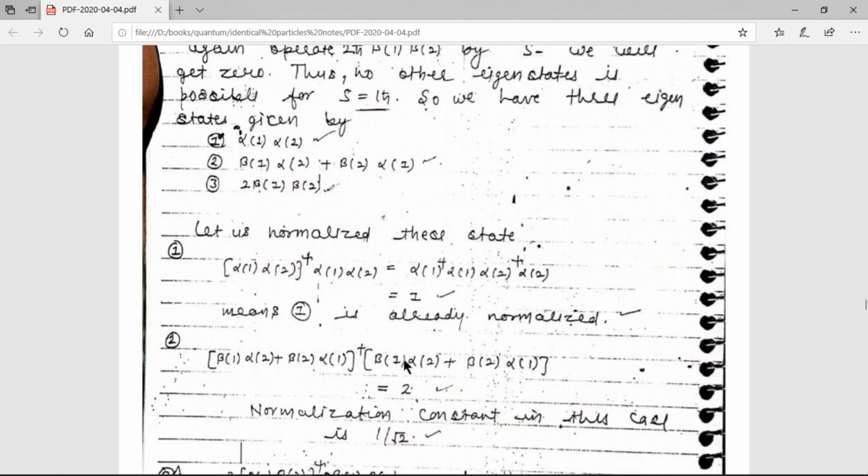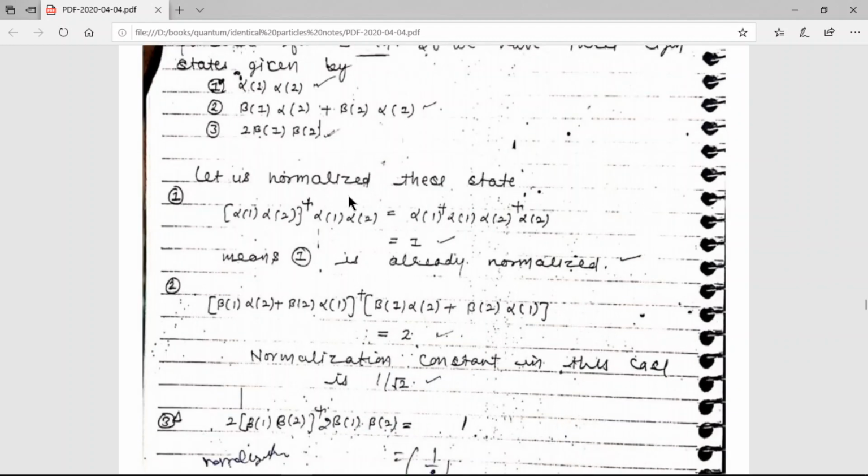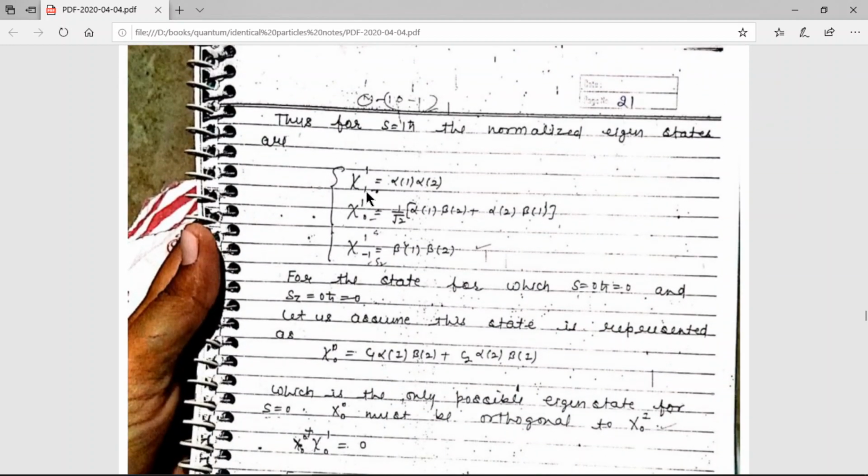Normalizing the second state, we get the normalization constant 1 by root 2, and by normalizing the third state we get normalization constant 1/2. So the normalized eigenstates are: psi 1 1 is equal to alpha 1 alpha 2, psi 1 0 equals 1 by root 2 times alpha 1 beta 2 plus alpha 2 beta 1, and psi 1 minus 1 is equal to beta 1 beta 2. Here these are the representations for combined spin, this is for s1 plus s2 equals 1, this is for s1 plus s2 equals 0, and this is for s1 plus s2 equal to minus 1.